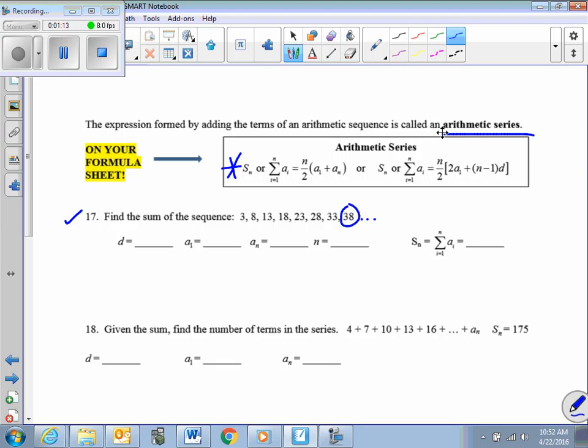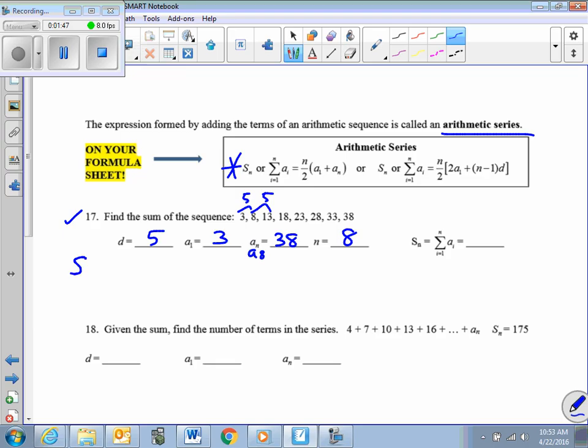We need to know what the constant difference is, and we can see that that is going to be 5. So our d is 5. The first term, a sub 1, is 3. A sub n, let me erase this just so we don't have any confusion. A sub n is the last term in this sequence, 1, 2, 3, 4, 5, 6, 7, 8. So this is actually a sub 8, and it is 38. n is 8.